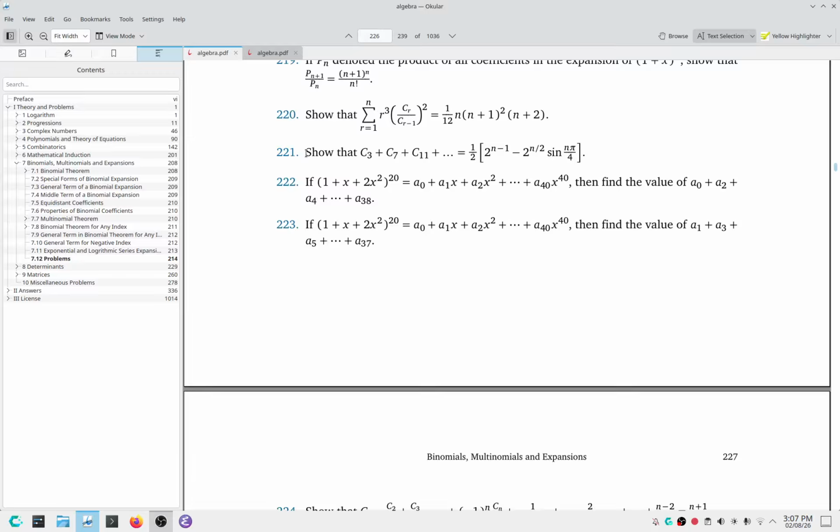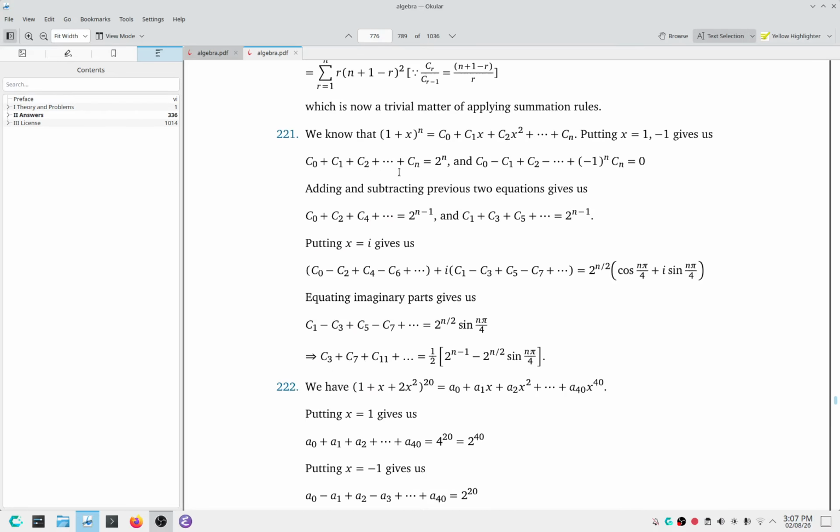Question 221 says that show that C3 plus C7 plus C11 and so on is equal to 1 by 2 times 2 to the power n minus 1 minus 2 to the power n minus 2 sine n pi by 4. So we know the expansion of 1 plus x to the power n, and we know what happens when we put x is equal to 1 and minus 1. So we'll get these two expressions, and then we add and subtract.